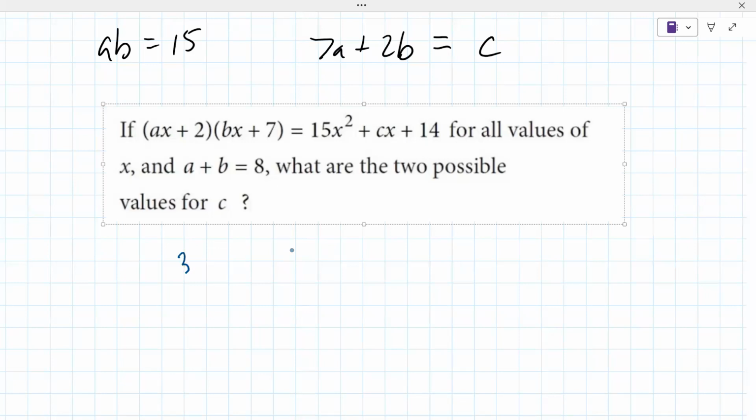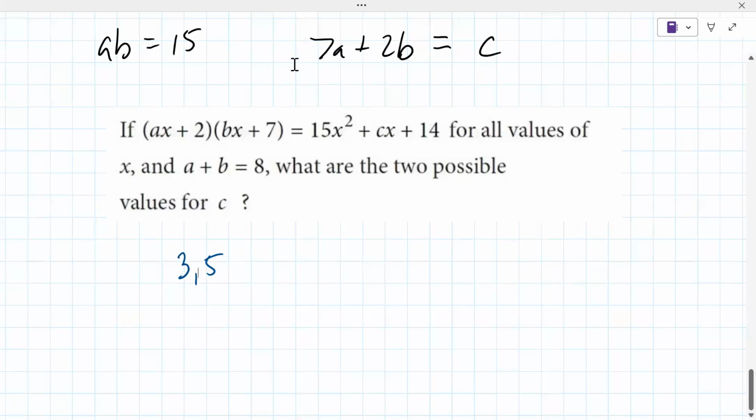5 and 3. 5 and 3. Okay, those have nothing to do with C. What is C? C is 7 times A plus 2 times B. I didn't know that A is 3 and B is 5. You answered the question already: two numbers that multiply to 15 but add to 8.